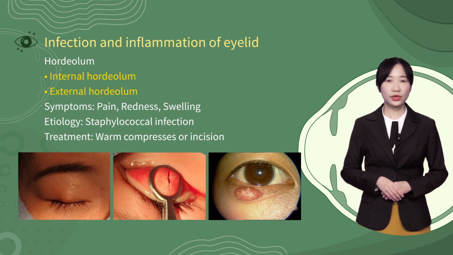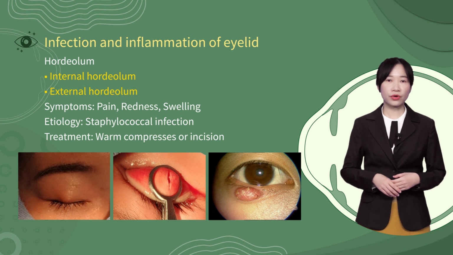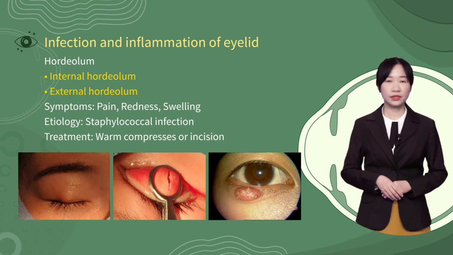We should make a vertical incision on the conjunctival surface to avoid cutting across the meibomian glands. If the hordeolum is pointing externally, we will make a horizontal incision on the skin to minimize scar formation. Antibiotic ointment applied to the conjunctival sac is beneficial.